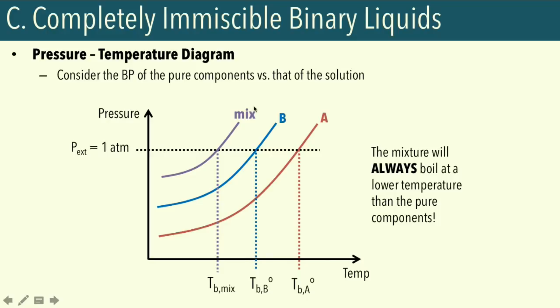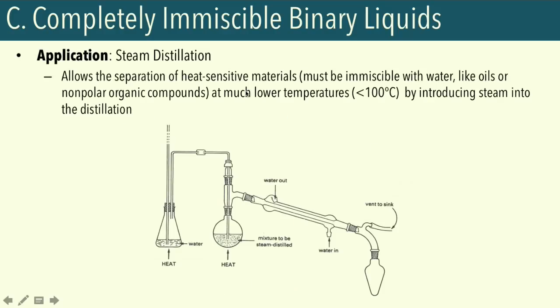The implications of this are very useful for steam distillation applications. Steam distillation is a distillation technique that allows for the separation of heat-sensitive materials. These heat-sensitive materials have to be immiscible with water. These are usually oils or non-polar organic compounds. Steam distillation allows the separation of these components at much lower temperatures. Since we're using steam, it's going to be less than 100 degrees Celsius. It does so by introducing steam into the distillation process.